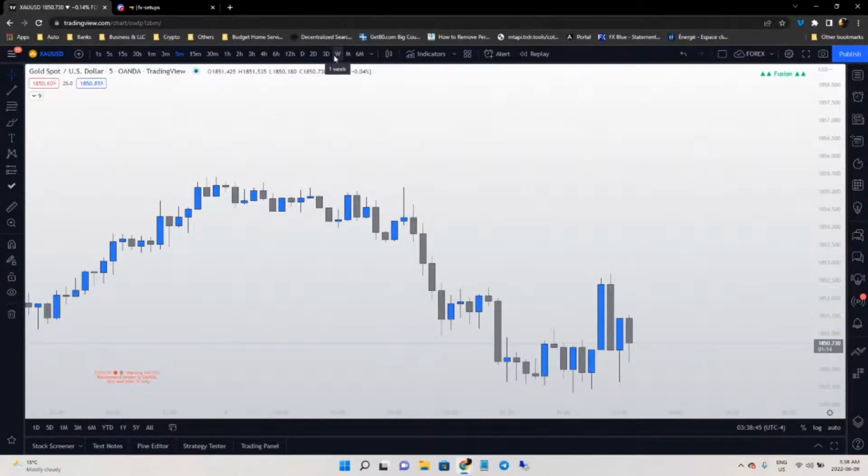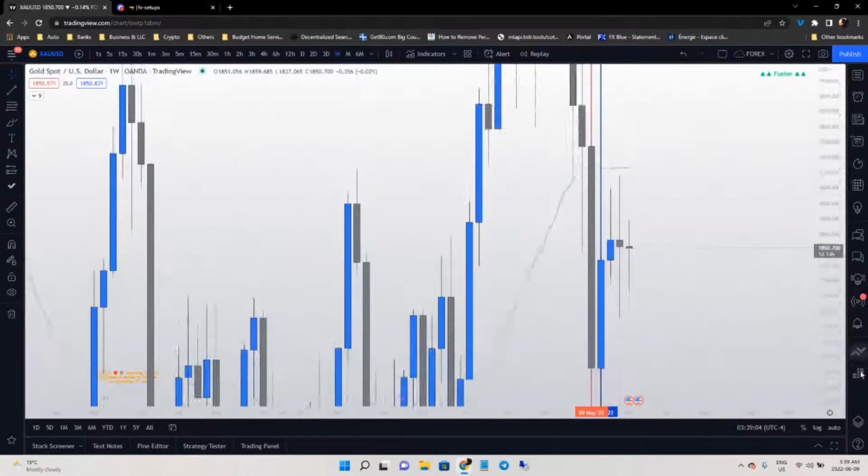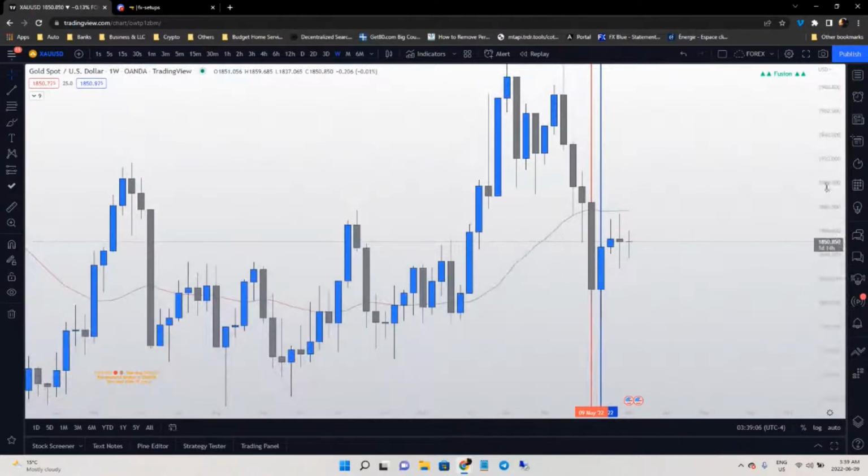I could do commitment of traders here with indices, but mostly right now I'm trading forex. But the commitment of traders, you could do it for gold too. You have all the information there online for that. But first thing, you look at the weekly. You see exactly where we're at on the week.